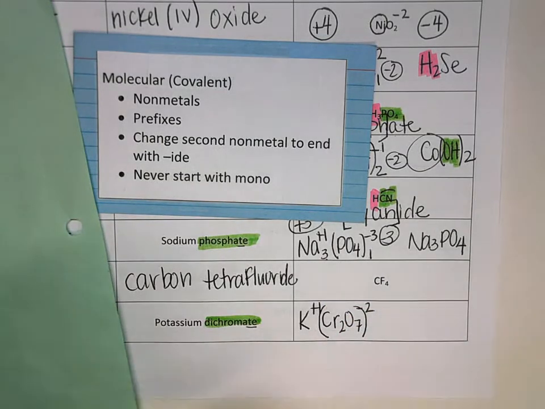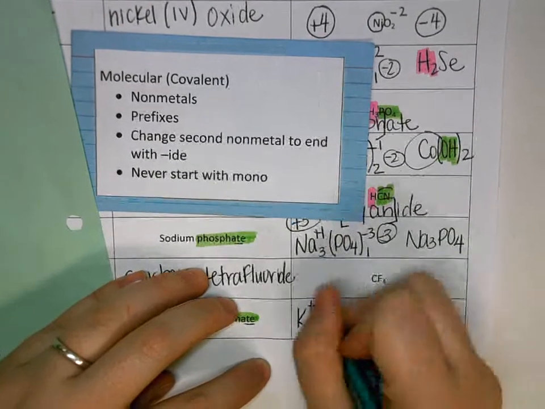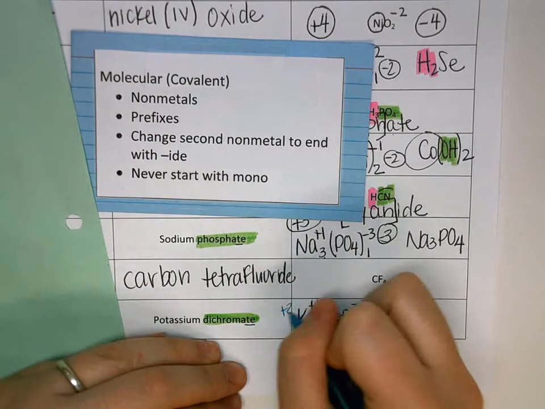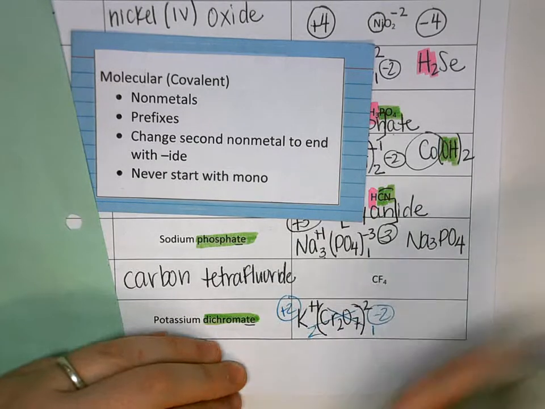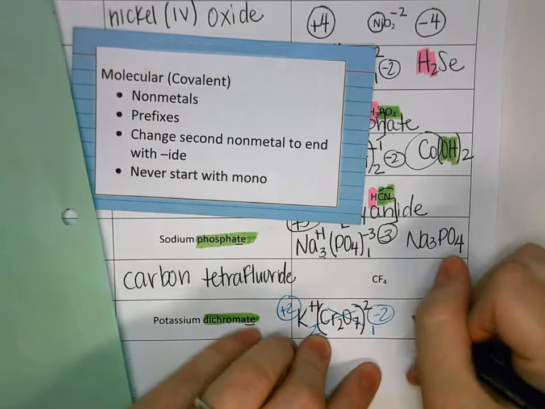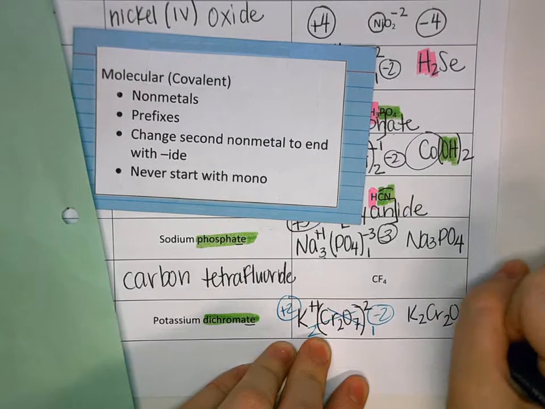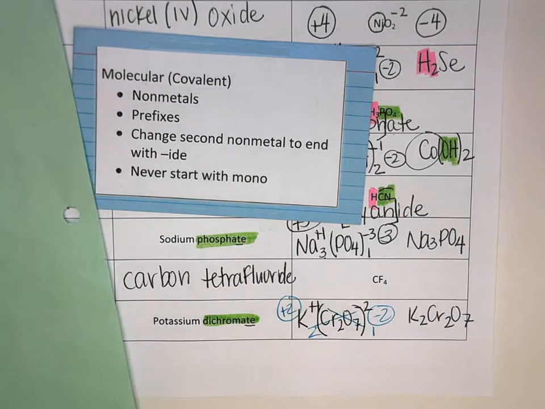So I'm going to need to crisscross my charges. The 2 comes down here, the 1 comes down here. So this gives me a +2 charge on this side and a -2 on this side. So I've got K2Cr2O7, potassium dichromate.